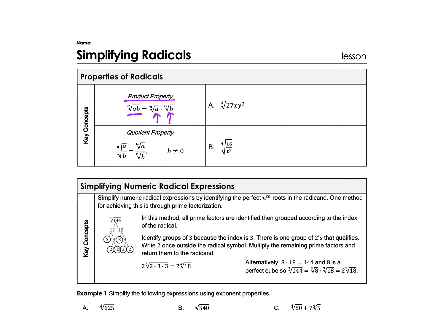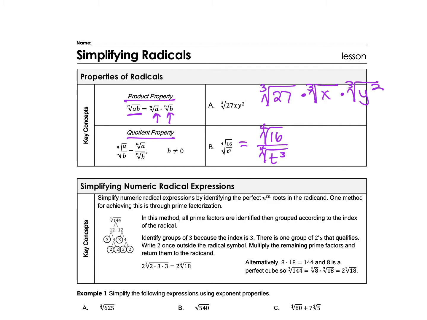So if we look at this first example here, I could split this into the cube root of 27 times the cube root of x times the cube root of y squared. So it means the same exact thing. Okay? All right, so quotient property. If you're dividing under one radical, you can split it into taking, in this example, the fourth root of 16 on top over the fourth root of t cubed.